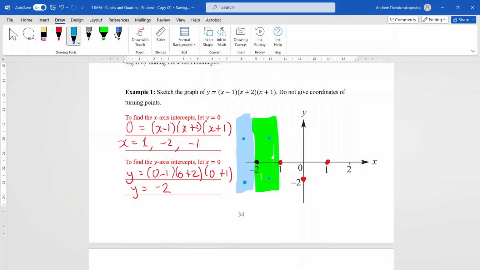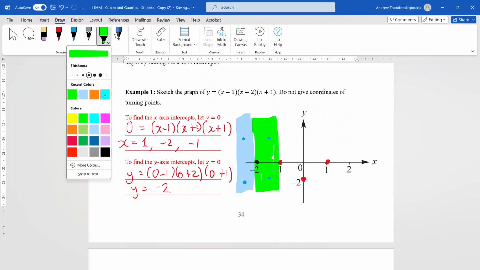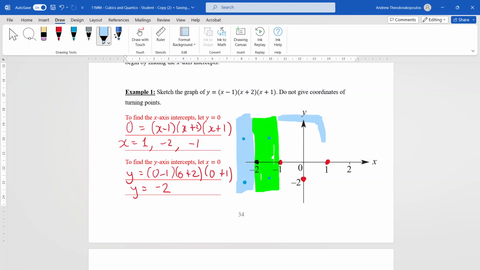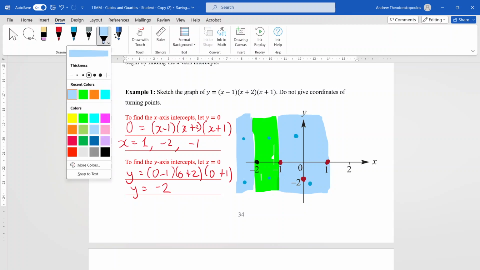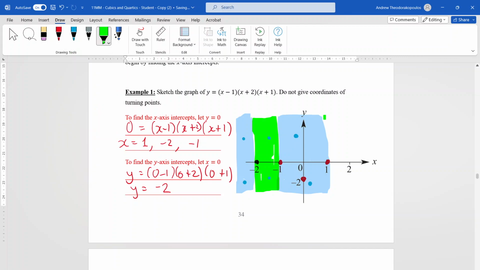Okay. I also want to know, between here and here, between these other two intercepts, whether the graph is going to be above or below the x-axis. So whether it's up here or down here. And then at the end, I want to know where the graph is going to be above or below the x-axis. Okay, whether it's up here or down here.